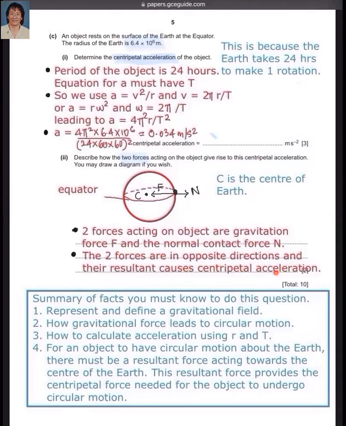And then this is a summary of the facts that you must know to do this question. Number one, you need to know how to represent and define gravitational field. Number two, you must know how a gravitational force leads to circular motion. Number three, how to calculate acceleration using r and T. And then number four, for an object to have circular motion about the Earth, there must be a resultant force acting towards the center of the Earth. This resultant force provides the centripetal force needed for the object to undergo uniform circular motion.